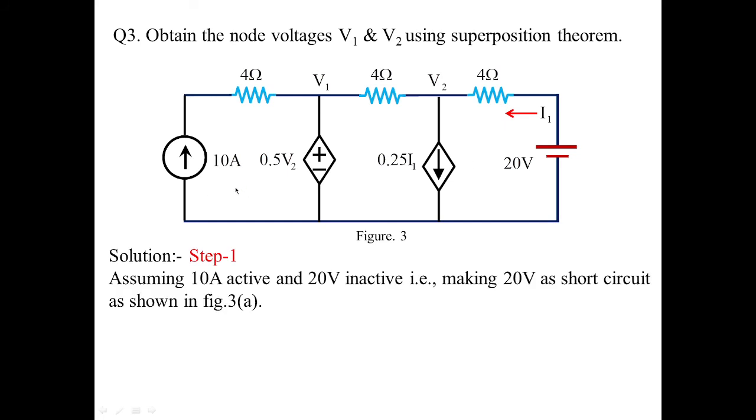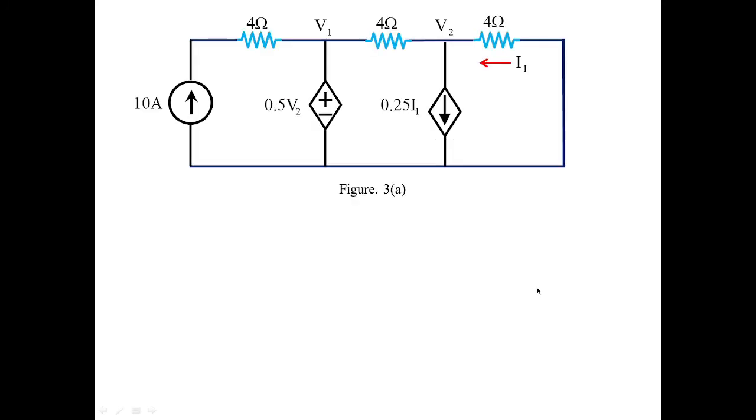So step 1, on starting with the step 1, we are making 10 amperes as active and 20 volts as inactive, and 20 volts can be made into inactive by short circuiting it. So this is what it is done here. Now I'm going to apply the mesh analysis or node analysis.